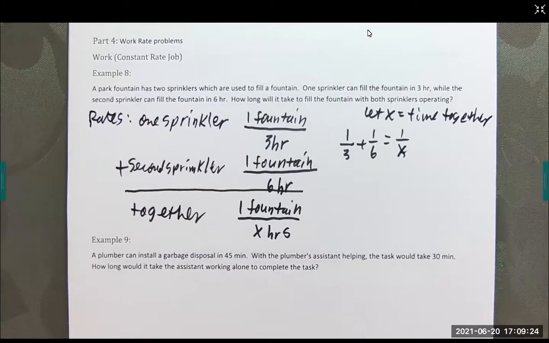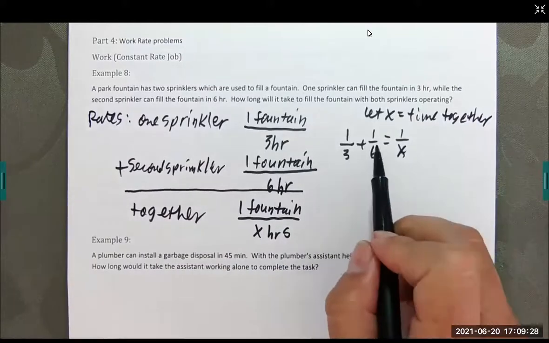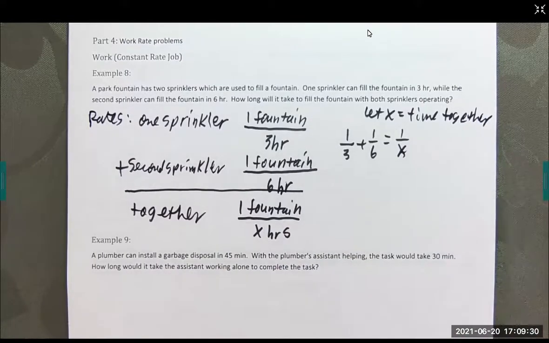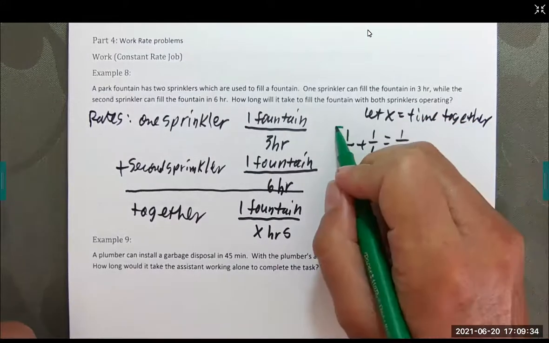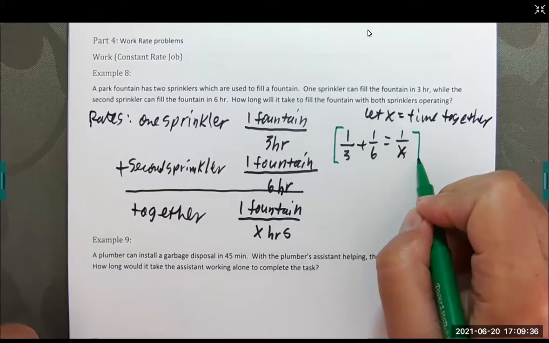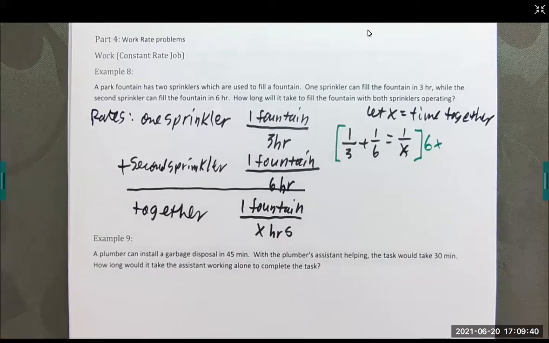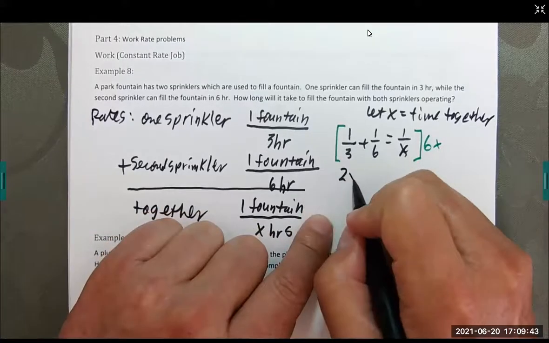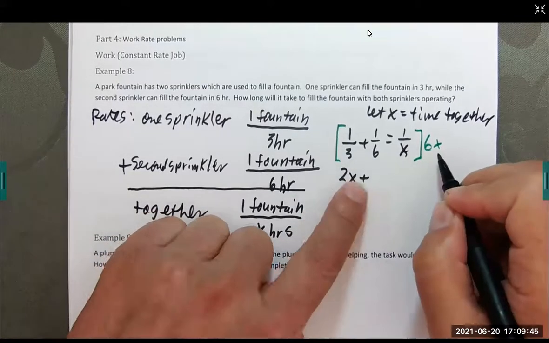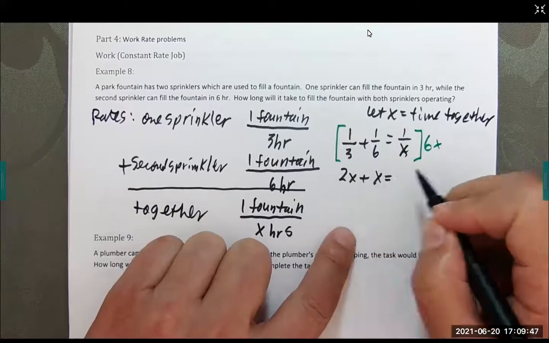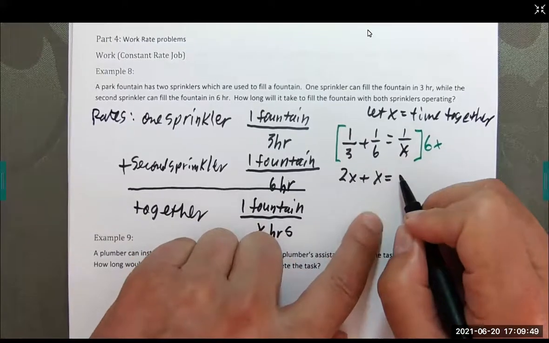Not too bad. Actually, this is going to be a very common pattern for most of these. The individual rate plus the individual rate equals the combined rate. And I'm going to multiply through by the LCD, which in this case is 6x. 6x divided by 3 is 2x, 6x divided by 6 is just x, and 6x divided by x is just 6.